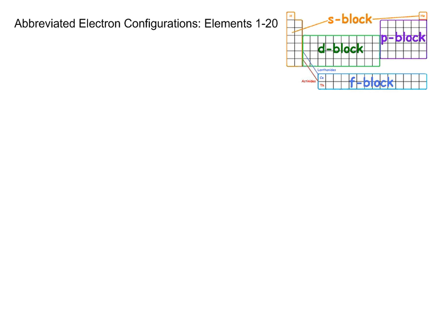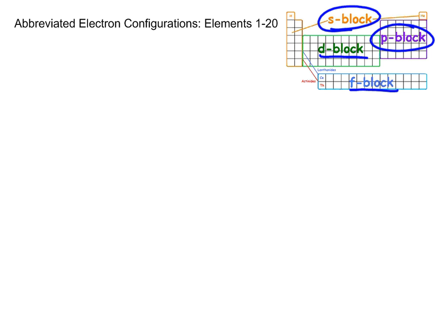Alright, this video is on abbreviated electron configurations. This is mainly going to focus on elements 1 through 20, which is going to be exclusive to the s block and the p block for our electron configurations. Now, in class, we are aware of the d block and the f block, but this is not going to be involved in this video.